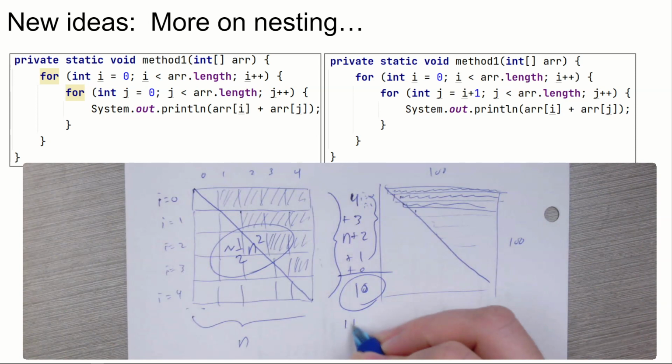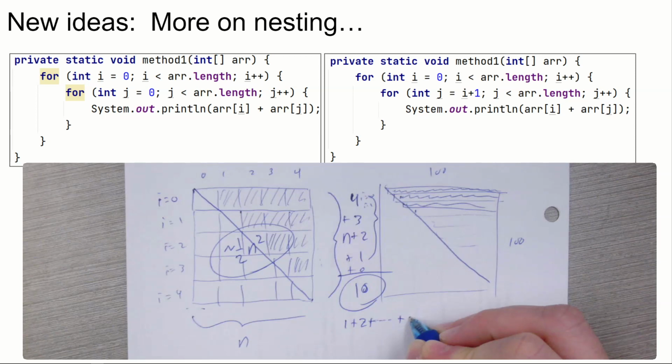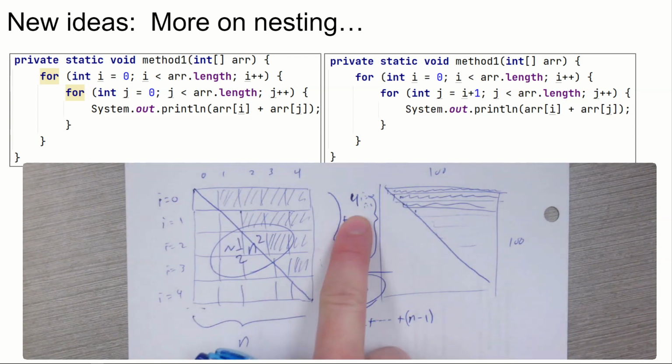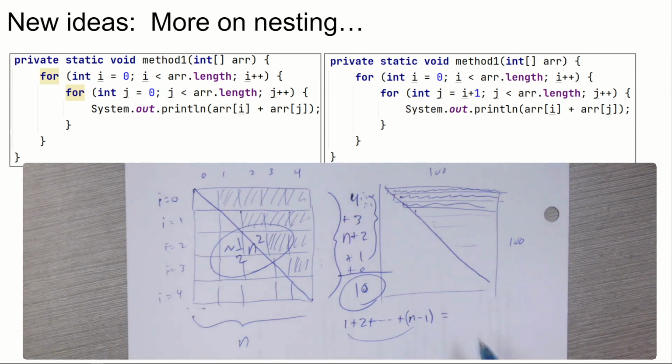And if you want to write down what is 1 plus 2 plus 3 all the way up to n minus 1, because if the array length is 5, we only go up to 5 minus 1 is 4. So if you want to write the expression for this, one way to think about it is let's add all the things in pairs. So 1 plus n minus 1 is n. 2 plus, this must be n minus 2, is another n, and so on. So we have a whole bunch of n's. How many of those n's do we have?